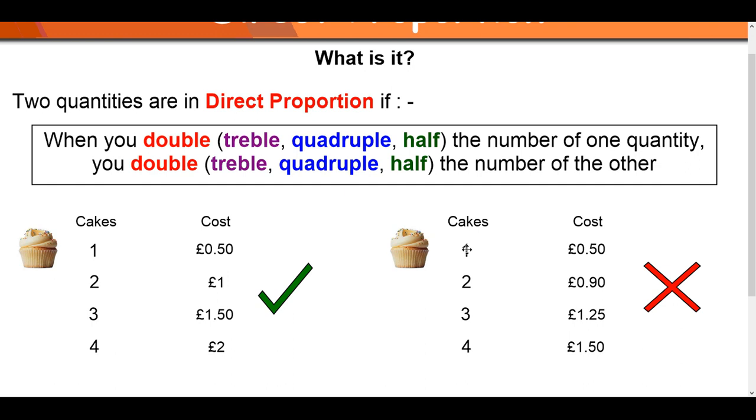On the other side, we've got one cake is 50 pence. When it goes up to two cakes, that's only 90 pence. Three cakes is only 125. You can see that two cakes is not double 50. It's actually only a 40 pence increase. And then to increase to three cakes is only 35 pence. This would be an example of non-direct proportion, not directly proportional.